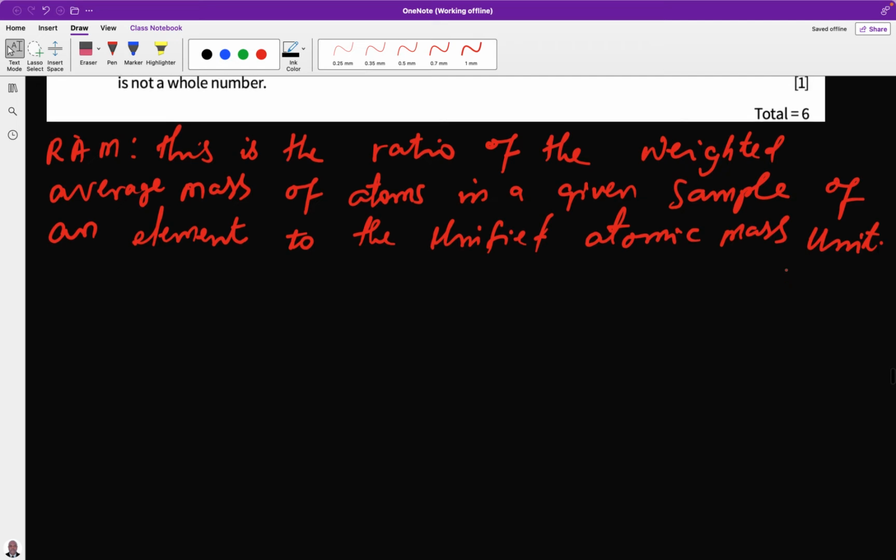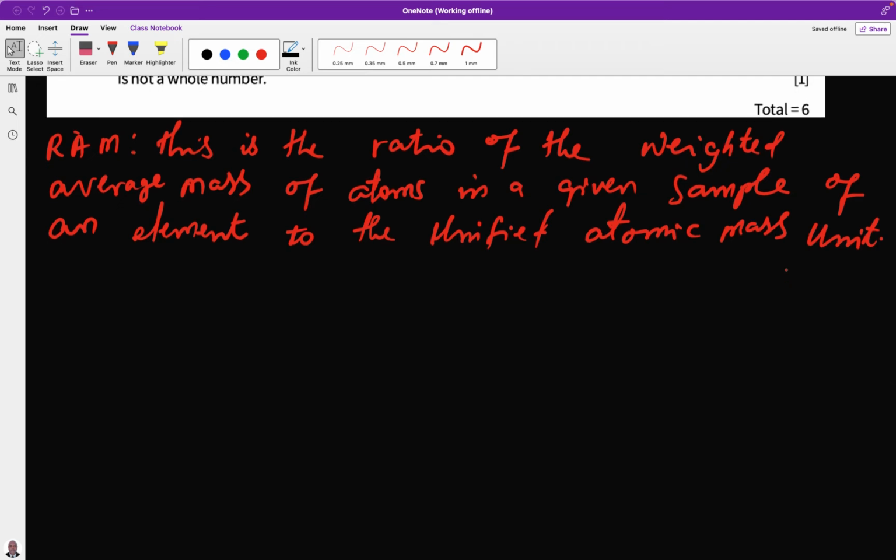So this is the most updated definition for the relative atomic mass. Now it is being defined. The two are acceptable, but this is an updated version of it. That this is the ratio of the weighted average mass of atoms in a given sample of an element to the unified atomic mass unit. So you can choose to use the other one or you can choose this one, but I will prefer that you use the updated, which is this one. So let's go back to our calculation.